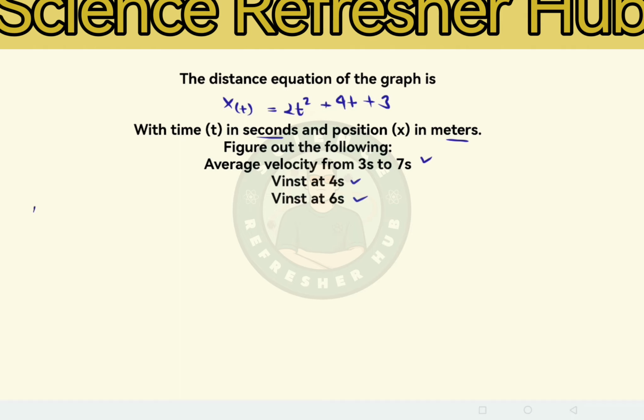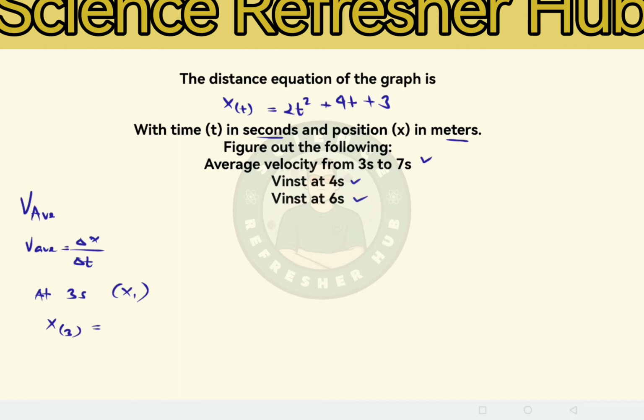So let's begin by getting the average velocity. To get the average velocity, do not forget the formula is just change in position over change in time, or change in displacement over change in time. We will just put the value of our time directly into our position function to get our initial position and the final position. So let's begin with 3 seconds as our initial position.